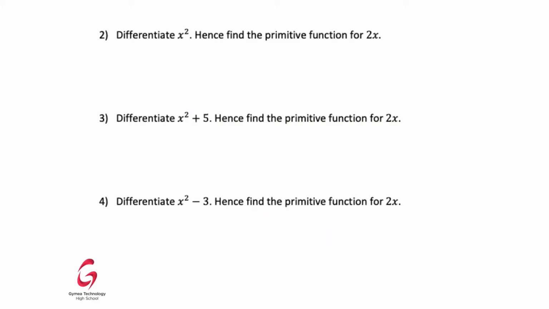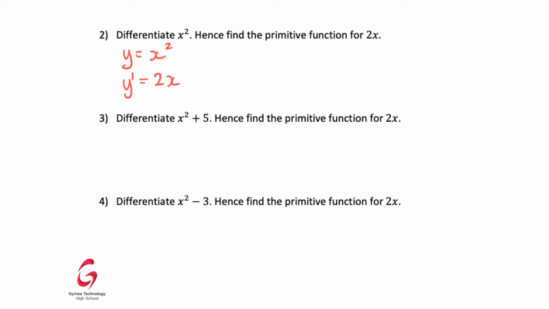Okay, since we've discussed the graphical nature of the antiderivative, we're now going to look a little bit more about how it works algebraically. So in each of these examples from your student workbook, you are asked to differentiate a function first, and then hence work back in the other direction to find the primitive function. Primitive meaning function before it. So in example 2, we've got to differentiate x squared. So just like before, normal differentiation, 2 comes out the front, drop 1 off the power.